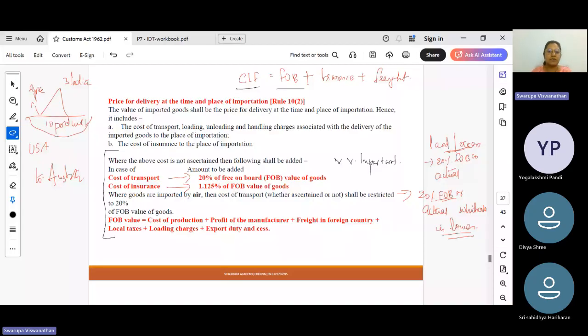If the cost is provided and it is available, then the cost that is paid for transport and for insurance can be taken. If we are able to determine the actual cost of transport, loading and unloading associated with the delivery of imported goods to the place of importation, so only the transport, loading and unloading at the exporter's port is considered. Loading and unloading at the importer's port is not considered because it happens after the goods enter the territorial water, after the import is completed. Then the cost of insurance to the place of importation.